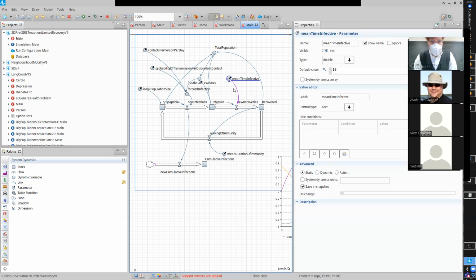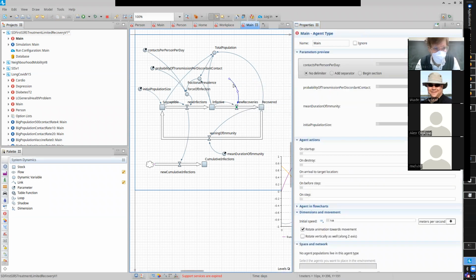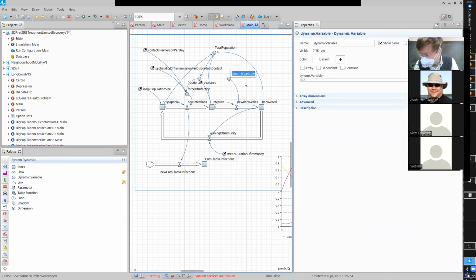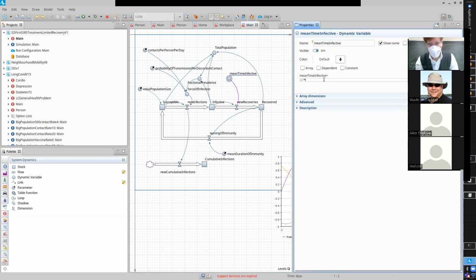Okay, so we're going to take mean time infective and turn it into a dynamic variable. So I'm going to copy mean time infective here, and I'm going to delete it. Okay, and we're going to make it a dynamic variable, and this dynamic variable is going to carry that same name, mean time infective. Okay, great.